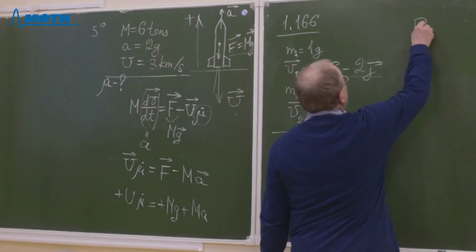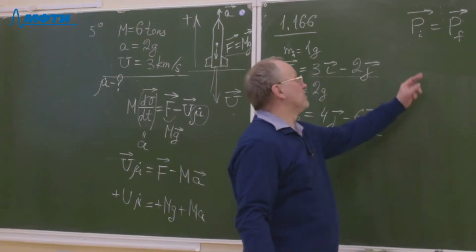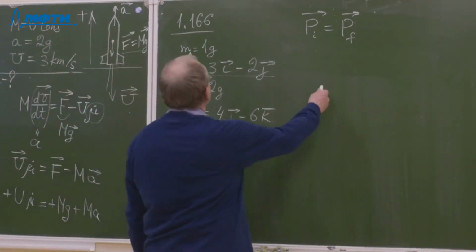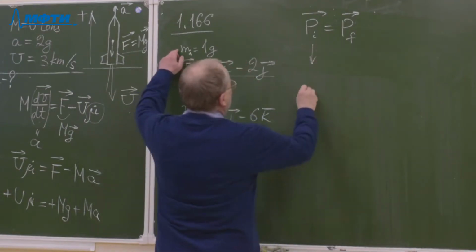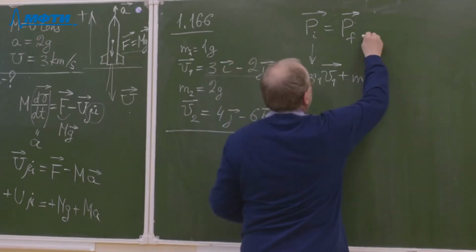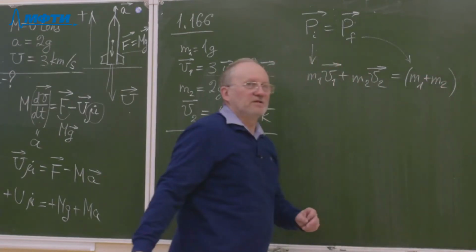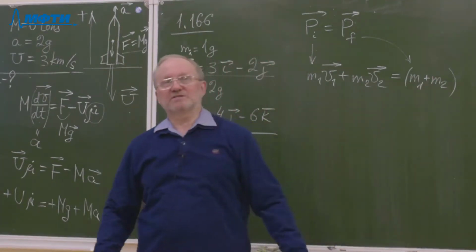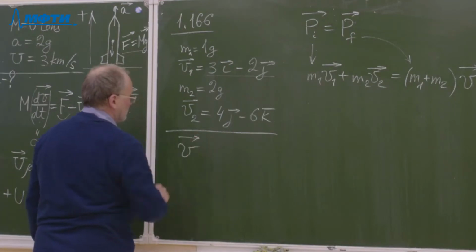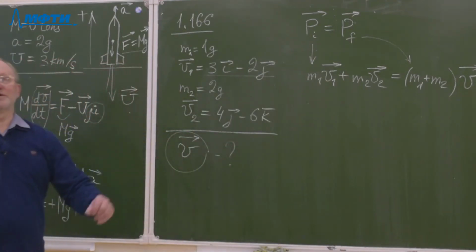Conservation of momentum means that the vector of initial momentum should equal the vector of final momentum. Initial momentum is the momentum of the particles before collision, and final momentum is the momentum of the two particles after collision. Before collision, the momentum was m1 v1 vector plus m2 v2 vector. After collision, the two particles stuck together, that's a single object which has the total mass, the sum of the masses of the two particles, and some unknown final velocity vector v, which we have to find. We have to find vector v, both its direction and its magnitude. That's the purpose of our calculations.